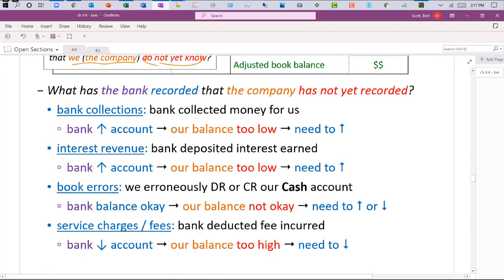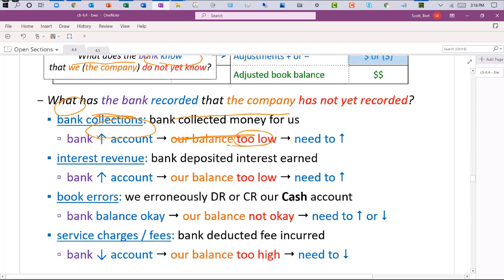Okay. Bank collections. Sometimes the bank makes collections on our behalf. So we may have an arrangement where we have somebody submit a check. Maybe we have a little drop box or something that customers can put checks in at the bank. The bank collects it for us. That's one less trip we have to make at the bank. Fine. If the bank collects money for us, the bank is going to automatically increase our checking account. That means our balance, if we don't know about it, is going to be too low. Therefore, we need to make an adjustment upwards to reflect the fact that the bank has collected money for us, and therefore our T account needs to go up.